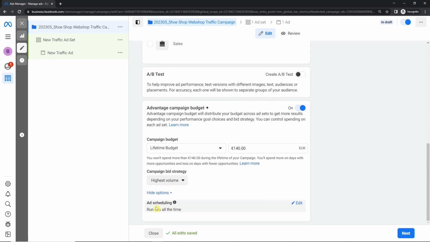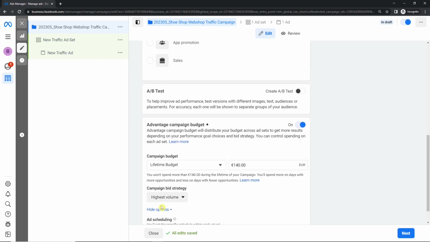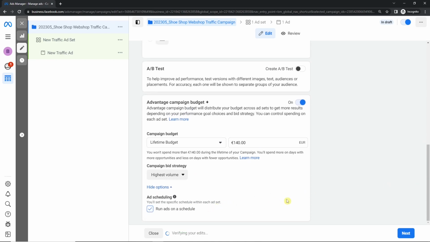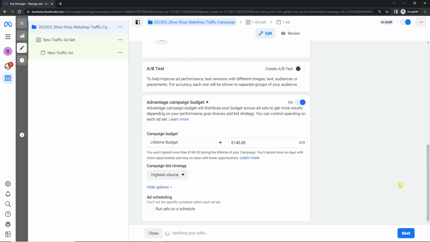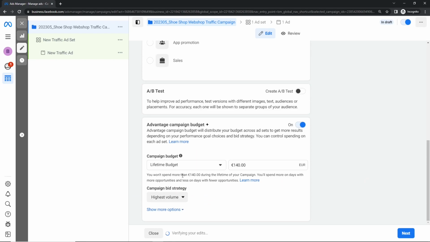Then here ad scheduling, also interesting. Here you can decide if your ads should run all the time, which is normally the case. But if you have an offline business maybe, or if you only want people to see your ad on Monday afternoon, then you can click here on edit and click here on run on a schedule, and then later decide on specific days of the week or specific hours on the ad set level. But normally, since we only have a web shop here in this case anyway, which is open 24/7, I don't care about when they run my ads. But if this is important, you can already do that here on the campaign level.